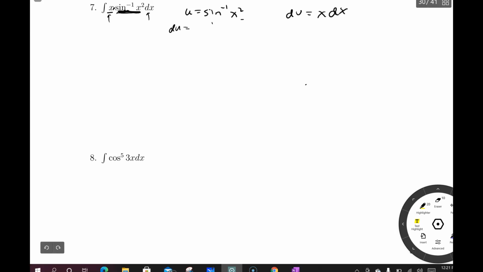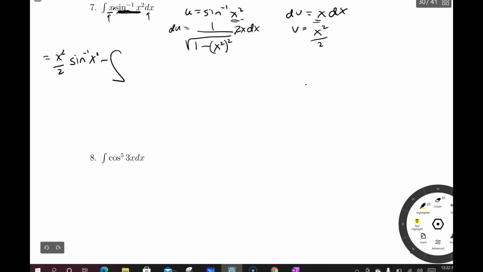So to take the derivative, I have 1 over the square root of 1 minus, and we're doing chain rule, so I carry x squared along and square it, and then I have to multiply by the derivative of x squared, which is 2x. Here, be careful, you're taking the antiderivative of x, so I get x squared over 2. Okay, so let's put this together. So I get uv minus the integral of v du.